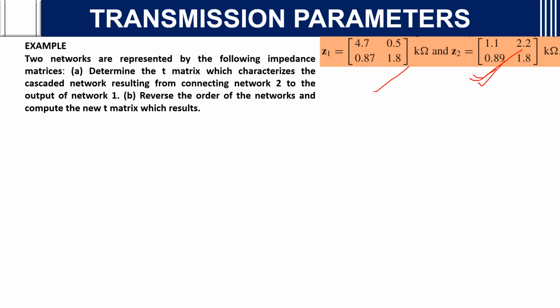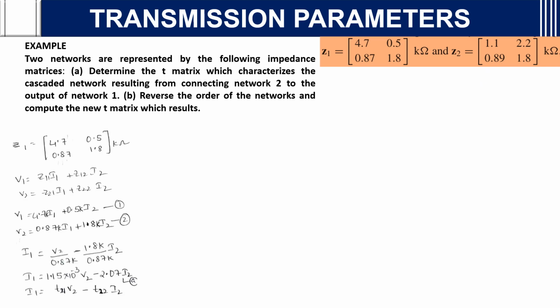First, initially we will convert Z1 to T1 and Z2 to T2 matrix. Now let me tell you how. Z1 is equal to 4.7, 0.87, 0.5 and 1.8. You know that Z parameters equation is V1 is equal to Z11 I1 plus Z12 I2, V2 is equal to Z21 I1 plus Z22 I2. Write the matrix in that form: V1 is equal to 4.7 K I1 plus 0.5 K I2. V2 is equal to 0.87 K I1 plus 1.8 K I2.